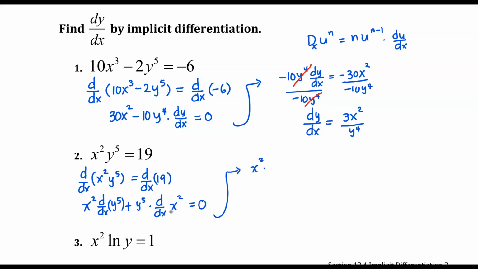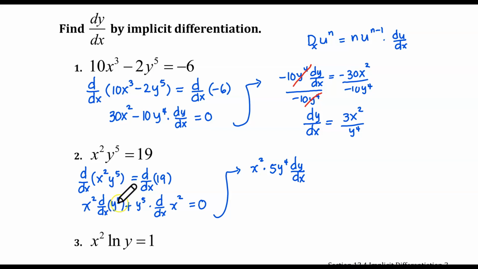x squared times, now the derivative of y to the fifth with respect to x is equal to 5 y to the fourth dy/dx, because we use chain rule here. Why did we use chain rule? Because we have y here and y does not agree with x. So same as this formula here, where we're differentiating u with respect to x. So u to the n with respect to x. The derivative of u to the n with respect to x is n u to the n minus 1 times du/dx. So we just applied it here.